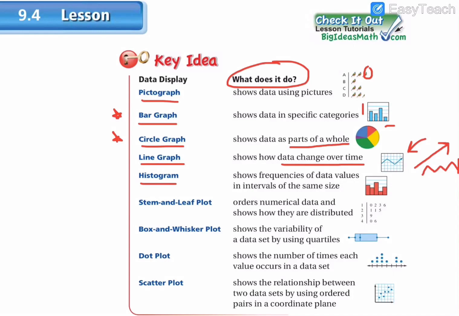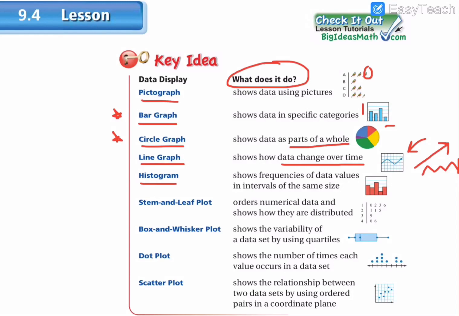Histograms are kind of unique. The wording on this says it shows frequencies of data, and so basically what that means is whatever's on your x-axis is going to be related to time. So for example, if I'm talking about people's ages, really there's nothing in between time, right? Like time keeps going on.